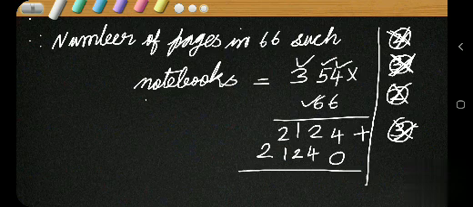Okay. Now, it's time to add. Okay, please add. 4 plus 0, 4. 2 plus 4, 6. 1 plus 2, 3. 2 plus 1, 3. 0 plus 2, 2. So, what is our final answer? Yes, ones, tens, hundreds, comma.